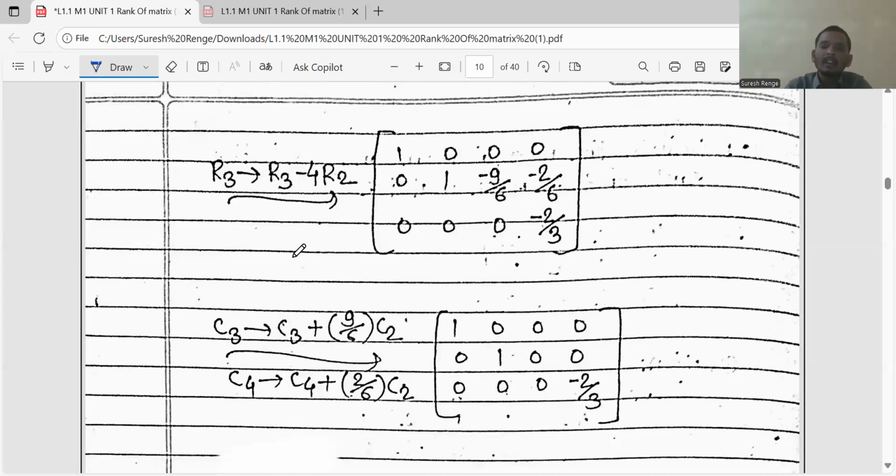It means there is no change in row number 1. Therefore write down row number 1 as it is. Nothing changes. Row number 1 as it is, column number 1 as it is. You are writing here column number 2 as it is. There is no change in column number 2.